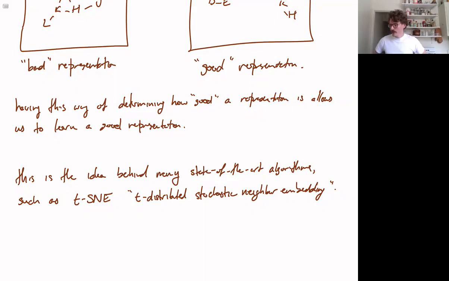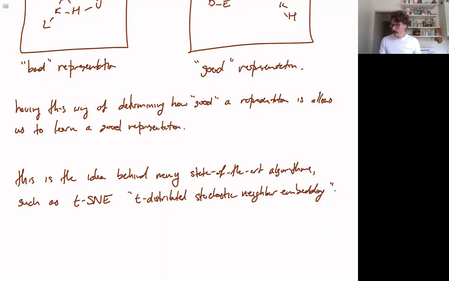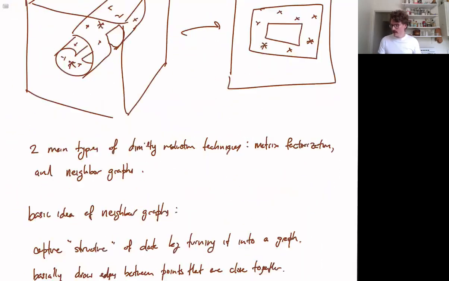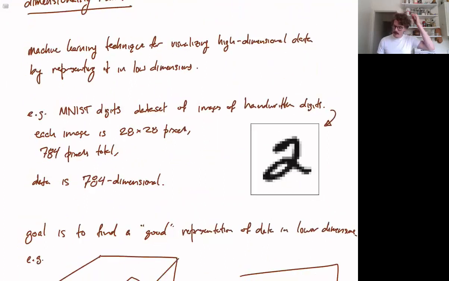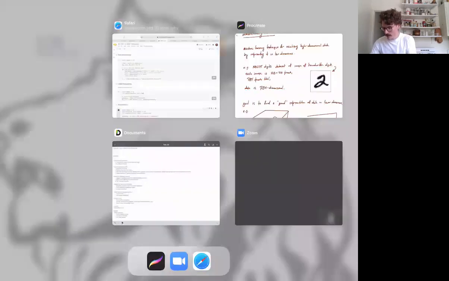And I want to give an example of TSNE applied to this MNIST digits dataset that I introduced at the beginning. So you'll remember that we have this dataset which consists of 28 by 28 pixel images. So it's 784 dimensional. And the idea is that dimensionality reduction should allow us to represent this data in just 2 or 3 dimensions, trying to preserve as much of the structure as possible. So we're going to go on a field trip to good old Google Colab.